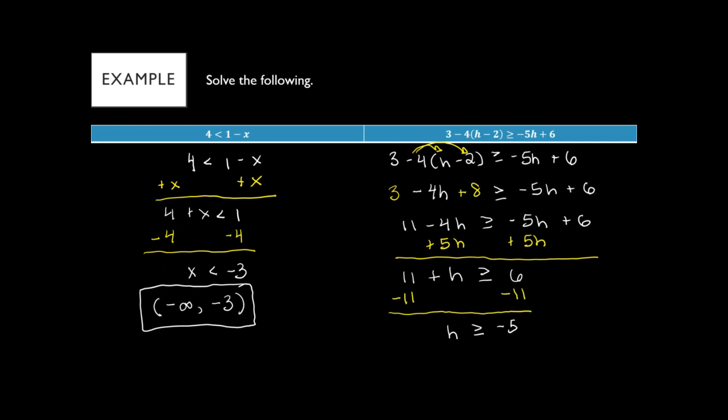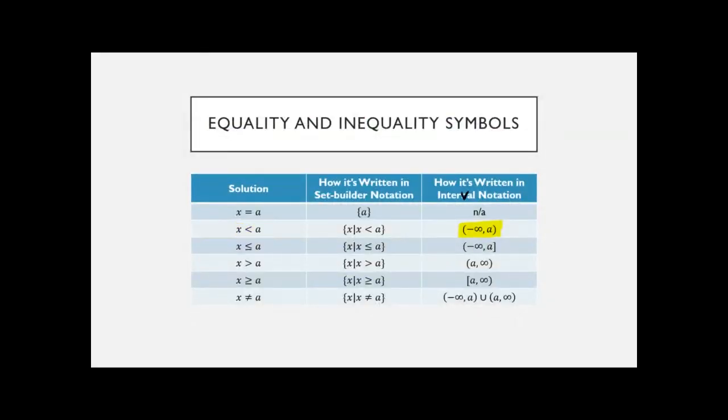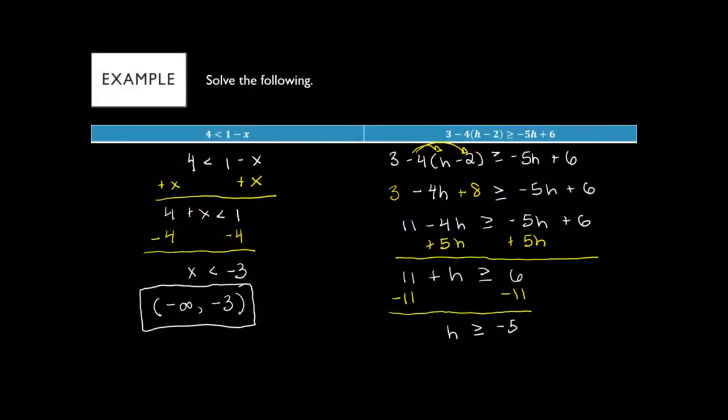So now I'm going to go to my chart where I'm looking for this greater than or equal to. So for greater than or equal to, we're going to write our answer as a bracket, the number, comma, infinity, and then the parenthesis. So bracket, -5, comma, infinity, parenthesis. And that's how we write our answer there.